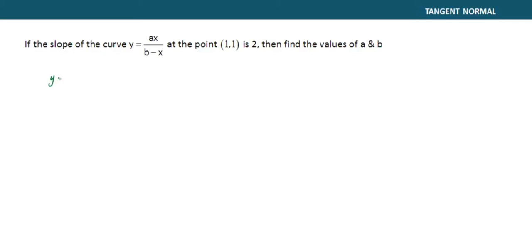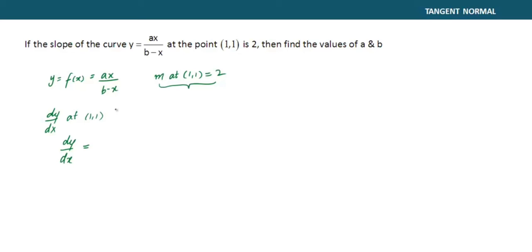So here the curve is given to us, that y is equal to f(x) is equal to ax upon b minus x. This is given to us. And also the slope m at 1 comma 1 is given to be equal to 2. That means the slope is given. So the first target is to find dy by dx at 1 comma 1. So what will be the dy by dx?